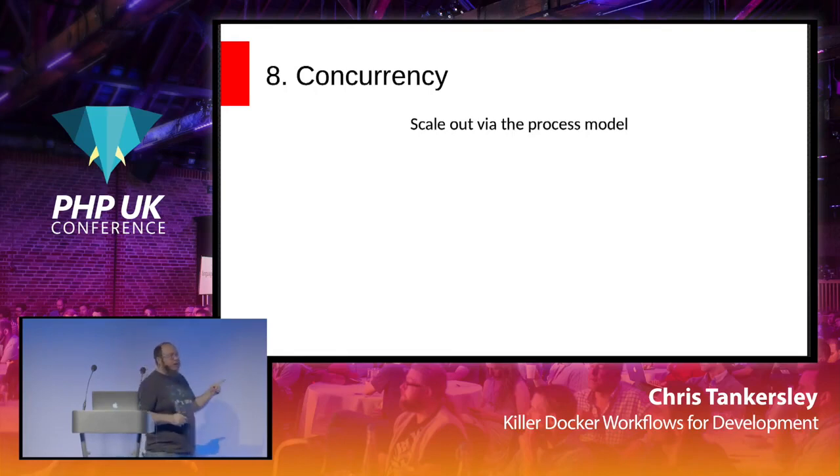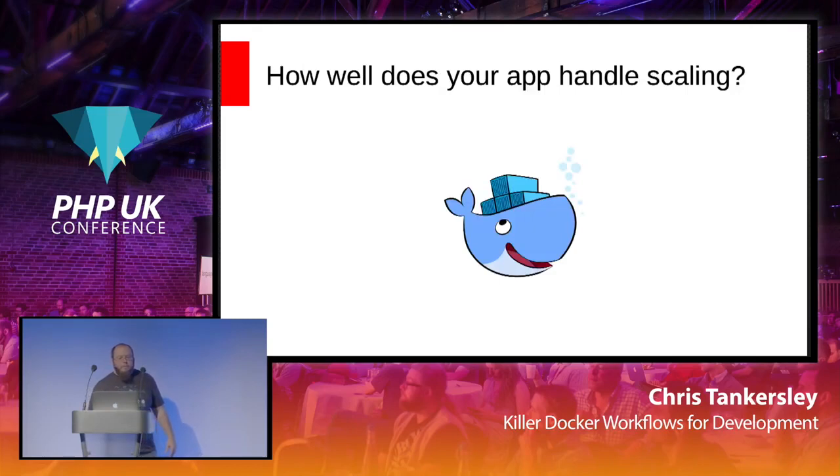Because we adhere to the one process per container rule, we can easily adhere to the concurrency rule, which is scale out via the process model. Scale out the things that need to scale. Don't scale everything 100%. You're just going to waste resources. You really have to think about what happens when your application scales, though. Docker will not make your application scalable. It will help you deploy multiple copies, but that doesn't mean your code's going to automatically know what to do.